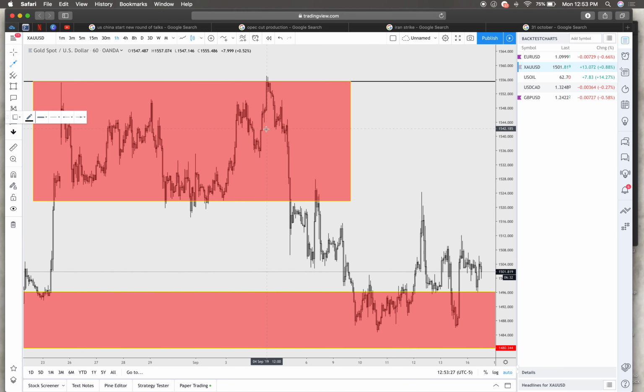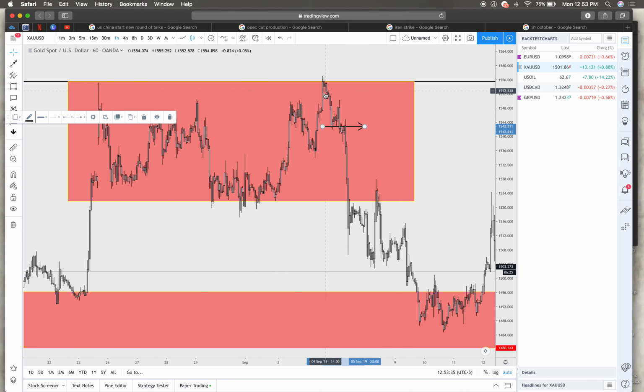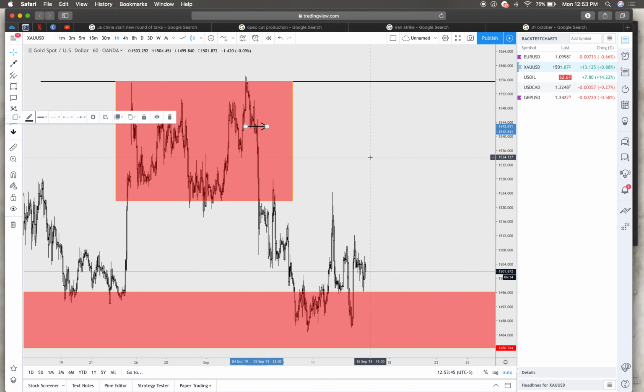Technical entries could have been a break of this level of support acting as new level of resistance along right here. Or it could have just sold from the extreme highs, because there's ways how to get into sales up here, right? So also take note of this information. US and China to hold talks this Friday. So that may be another catalyst for a big move in a certain direction.